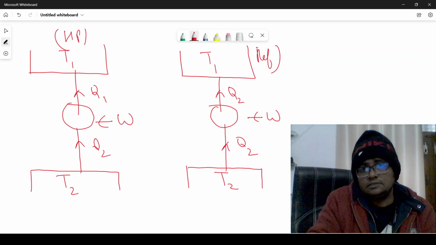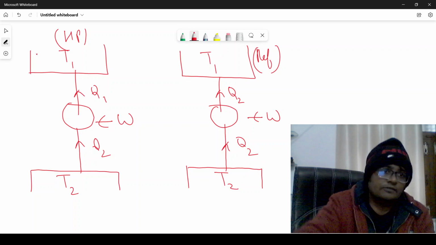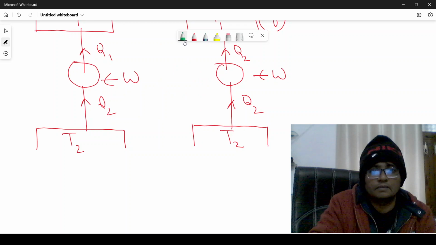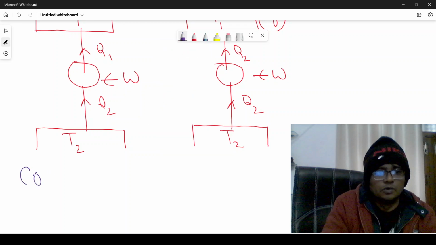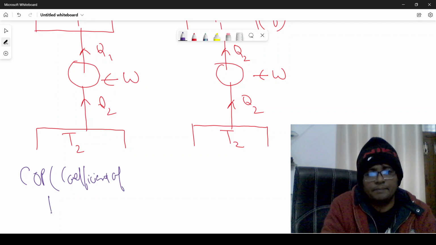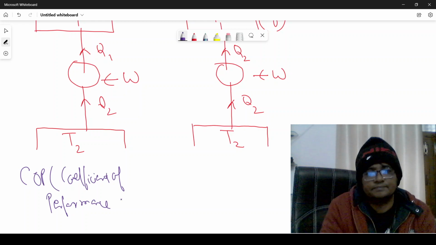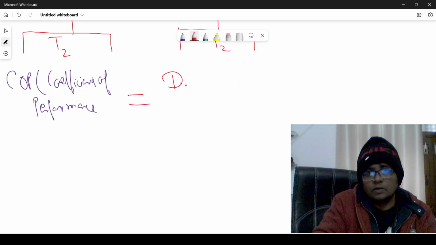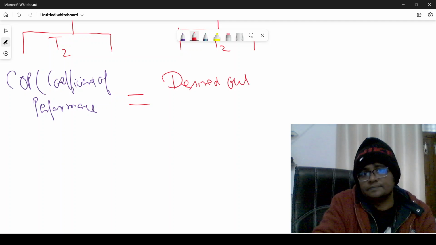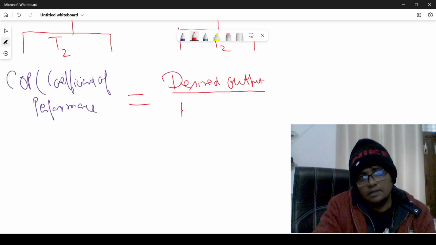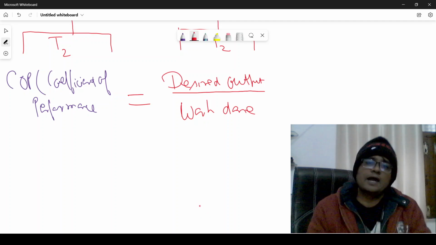So now what is the difference? Okay, in both the things we have to find out the COP. What is the full form of the COP? It is the coefficient of performance. ये क्या होता है? This is actually the desired output by work done. Okay, how much work we have done and what is your output.